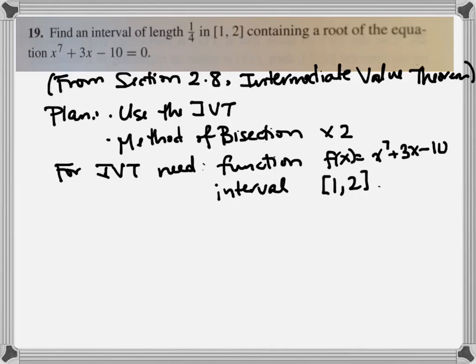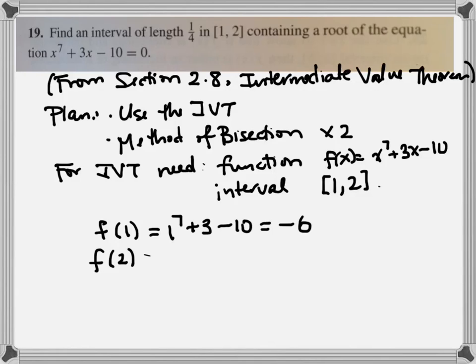So we're supposed to show that there's a root somewhere in an interval of length 1/4 in between 1 and 2. So let's just start by checking to make sure there is a root somewhere in the interval from 1 to 2, and then we'll try to narrow it down to an interval of length 1/4. So to check that there's a root between 1 and 2, we need to compute f of 1, which is 1 to the 7th plus 3 minus 10. So that's 4 minus 10, which is minus 6. And we can also compute f of 2. So that's going to be 2 to the 7th plus 3 times 2, which is 6, minus 10.